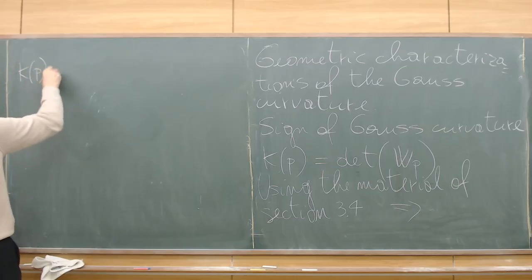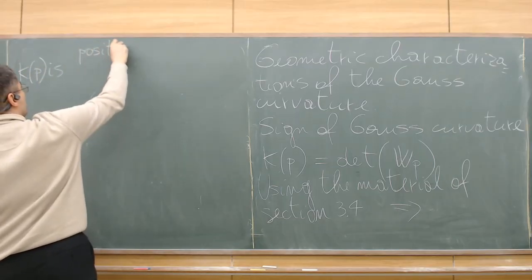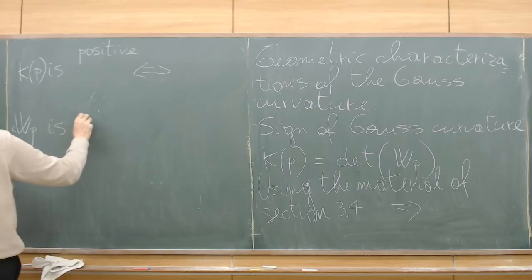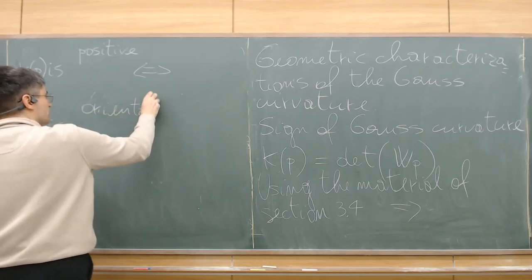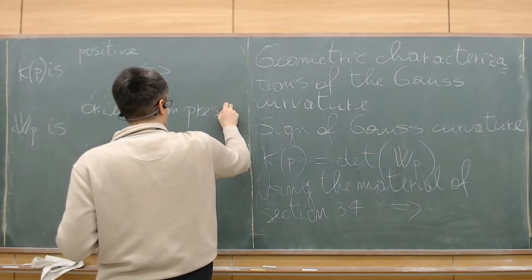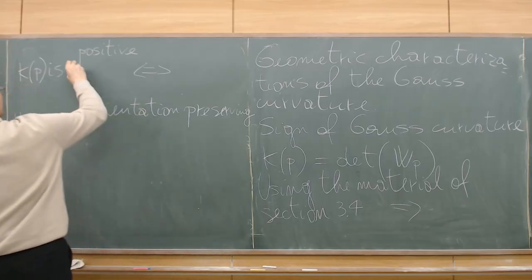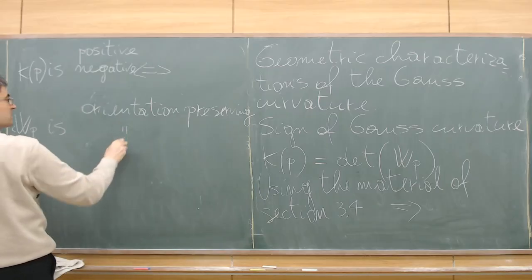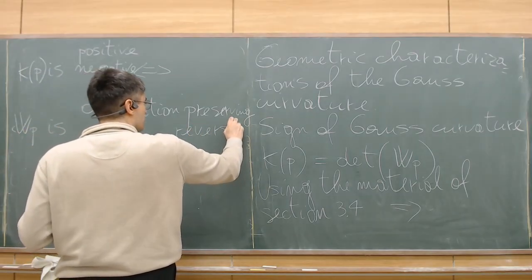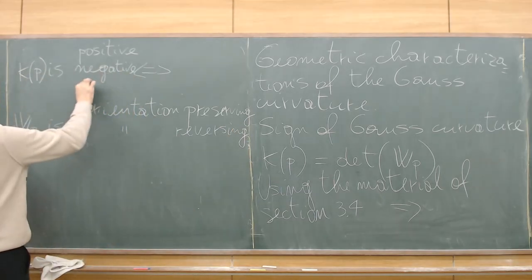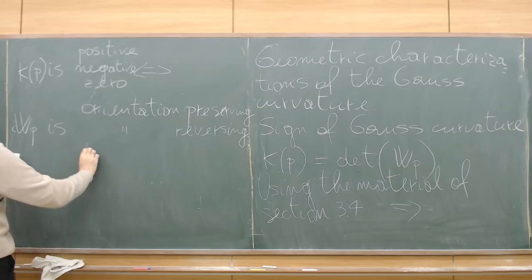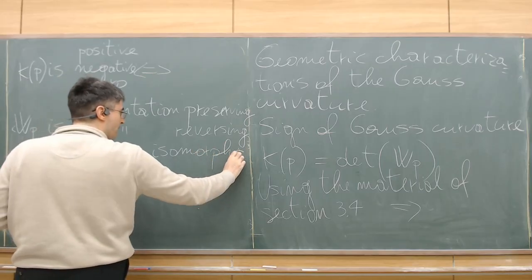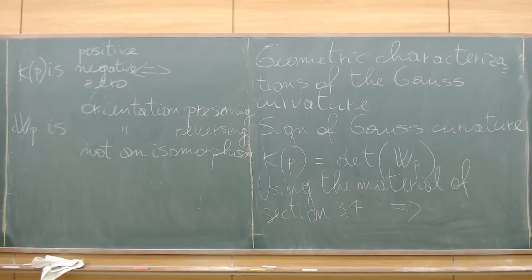Kp is positive if and only if Wp is orientation preserving, negative if and only if Wp is orientation reversing, zero if and only if Wp is not an isomorphism. But we can say more.